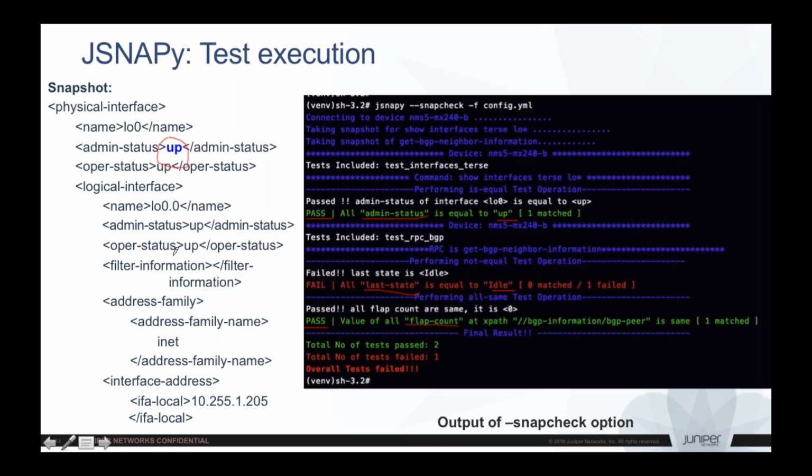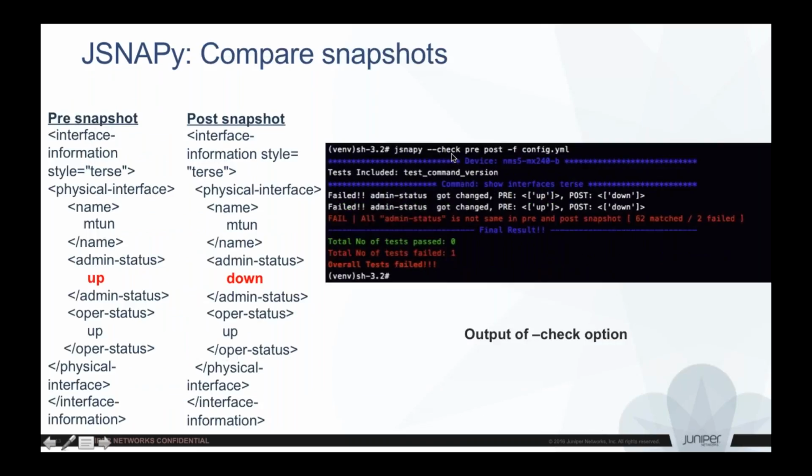Moving on. Here is a case where I want to compare two snapshots that are taken. So there is a pre and a post, and I'm comparing them with a test case. Here, in the pre-snapshot, the admin status was up. In the post snapshot, the admin status is down. So the test case has failed.